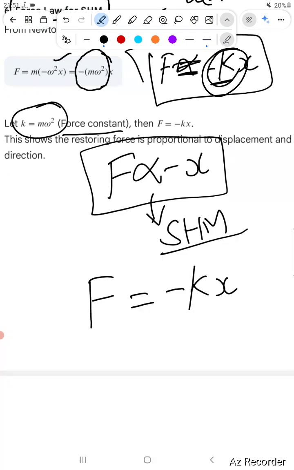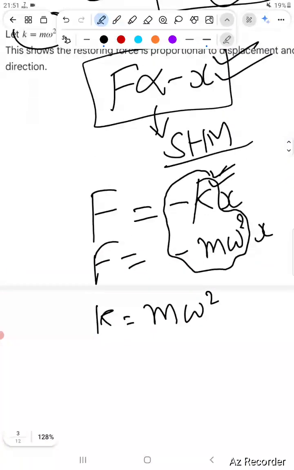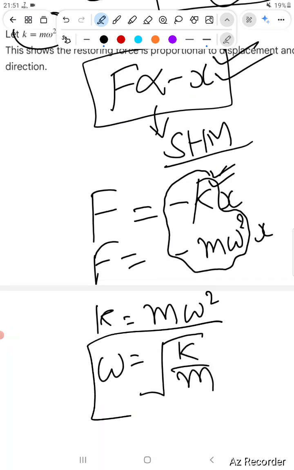Dear students, this k is meant for any constant that arises while deriving this force law, but for a spring, this constant k is the stiffness of the spring. If we compare both of these, we find minus m omega square into x. So we can say the spring constant k equals m omega square, or omega equals root of k by m. I hope it is clear.